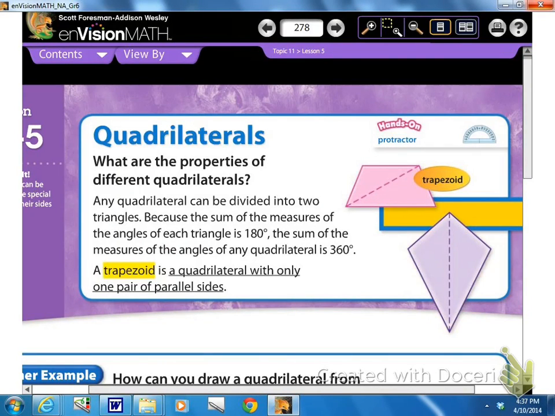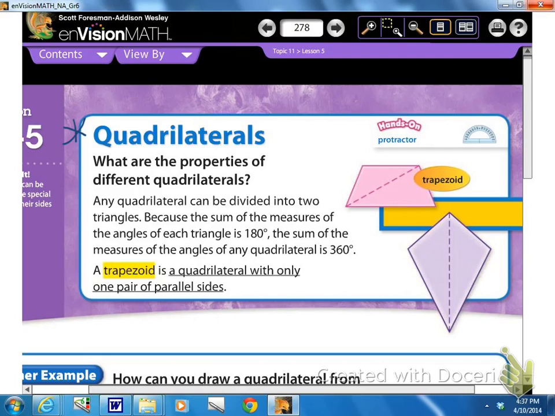All right, we're looking on page 278, 11-5, Quadrilaterals. We're going to be looking at the different properties of these many quadrilaterals, so you'll want to pause me when you need to and take notes. So it starts off with the question, what are the properties of different quadrilaterals?